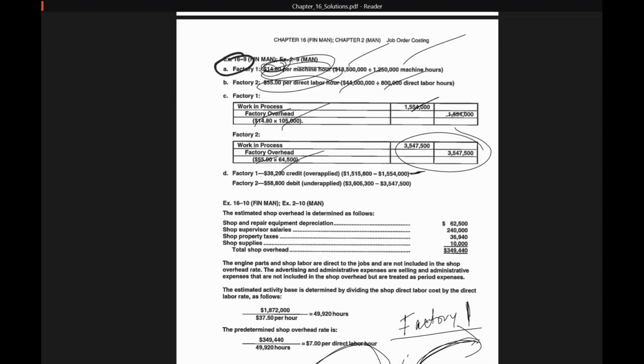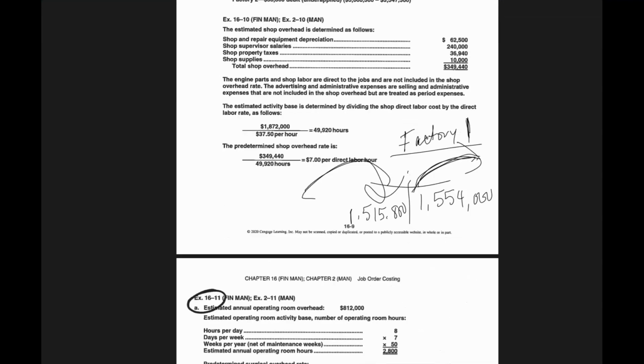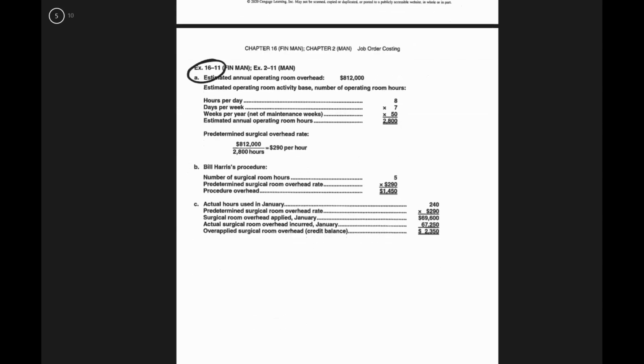Okay, we will continue with chapter 16. This first one that we will do is number 11, predetermined factory overhead rate.